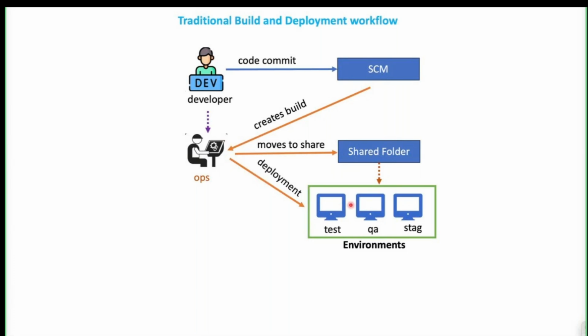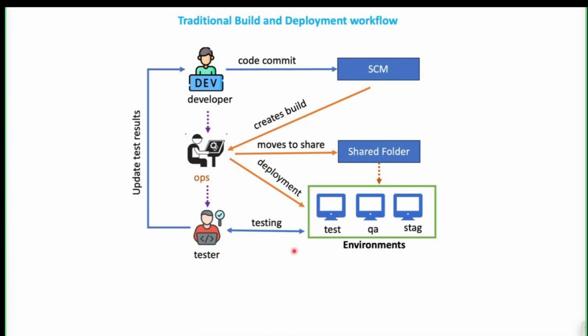Once deployment has happened, the operation team will inform the tester to test the product because it has been deployed on the specific testing environment. The tester will test the product. Once the testing is completed, he will provide the feedback to the developer. If there is a bug or some changes needed, he will update the developer. Then the developer fixes the code, commits to the SCM again and informs the operation team. This cycle will repeat. The operation team builds a new build, moves it to the share folder, does the new deployment, informs the tester again, and he tests it. This cycle will be routine until the testing is completed.